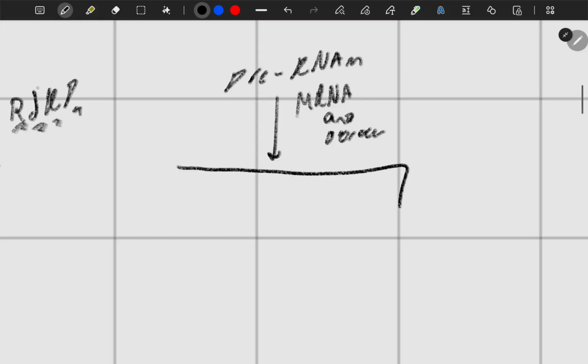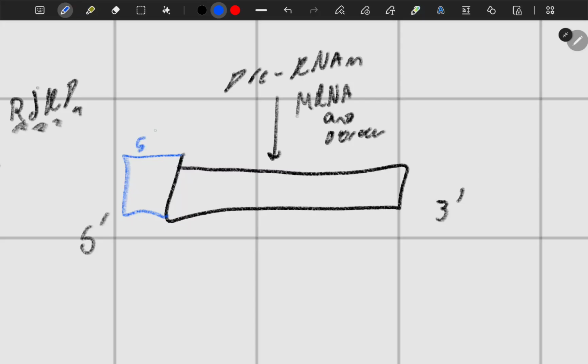So here, this RNA messenger. Remember that we have a 5' end, and here we have a 3' end. So in this case, we need a 5-cap. This 5-cap is important because it helps you avoid destruction by enzymes that are in the cytoplasm. And then we have here the poly-A tail. So the 5-cap is important.